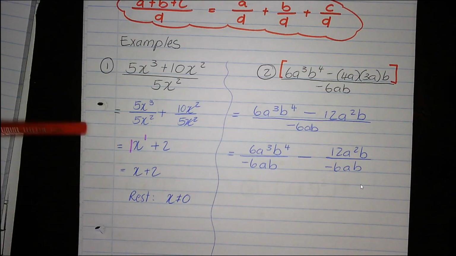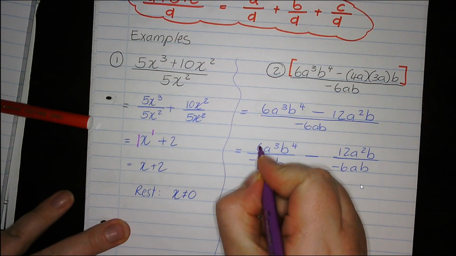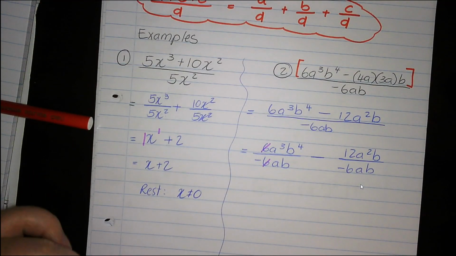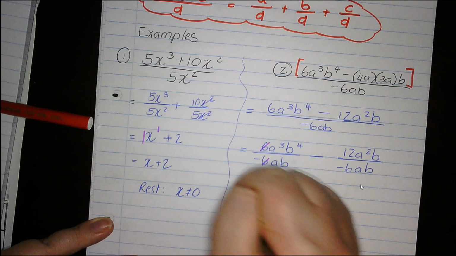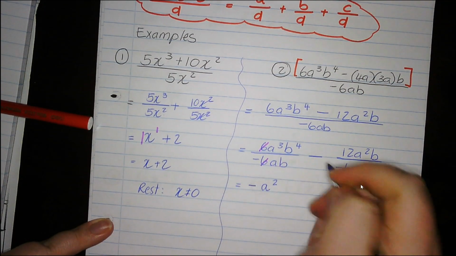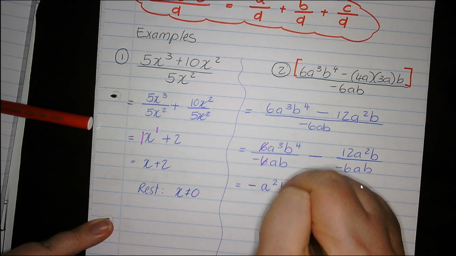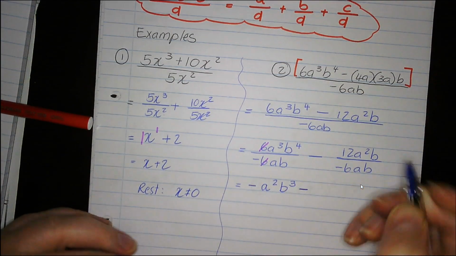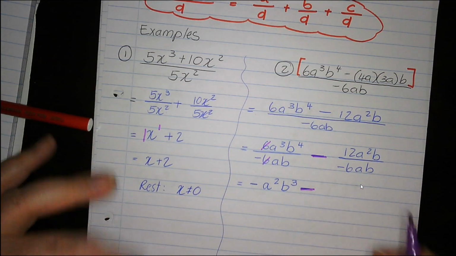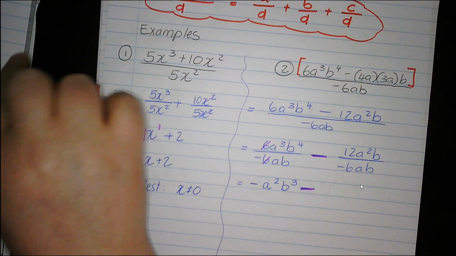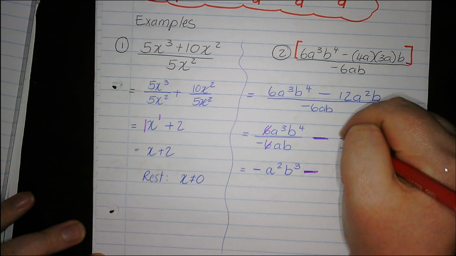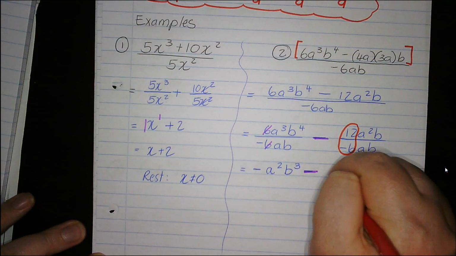Alright, now 6 and 6 cancel each other out, so we're left with the negative. Okay, that's going to be negative. Between the a's, the top one is bigger by 2. Between the b's, the top one is bigger by 3. Minus. And that minus over here is that minus over there. Alright, now I'm going to say 12 divided by negative 6 gives me negative 2.